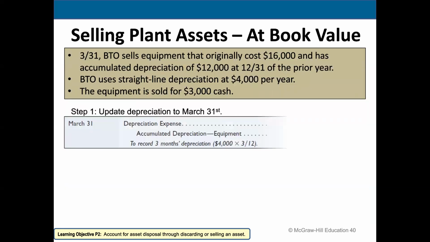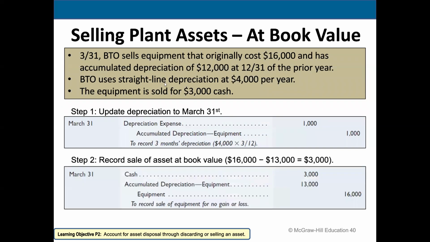All right, so now we'll be selling a plant asset. This one, we're selling it at book value. So here we're selling equipment that costs $16,000 and has accumulated depreciation of $12,000. We use straight line depreciation at $4,000 per year, and we sold the equipment for $3,000 cash.